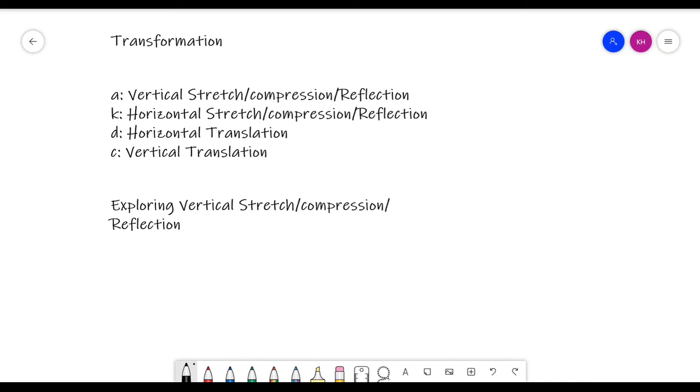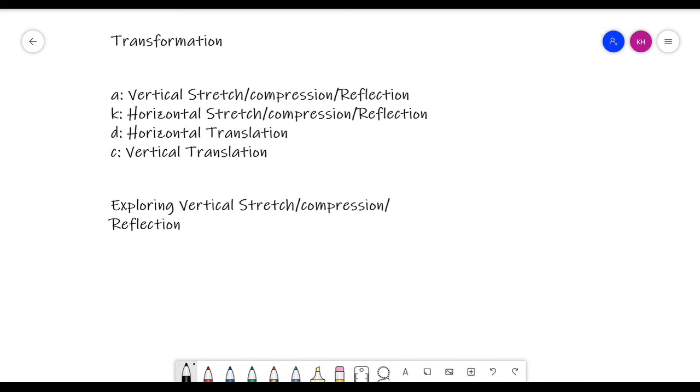Now, if I had to put all the transformations in one lesson, it would take a long time. So I'm going to break it down and put each transformation in its own lesson so that it becomes simpler and easier for you guys to understand.